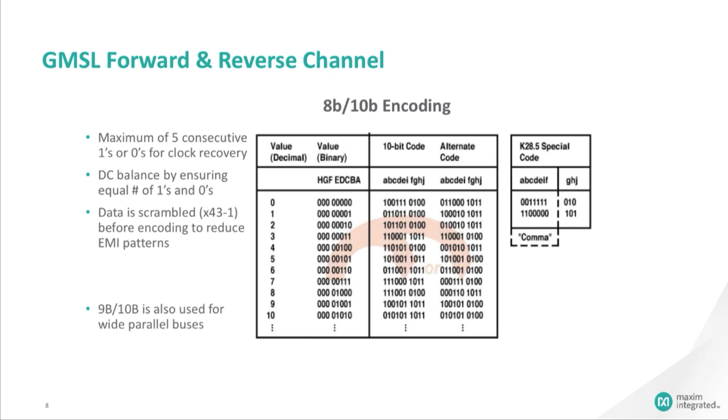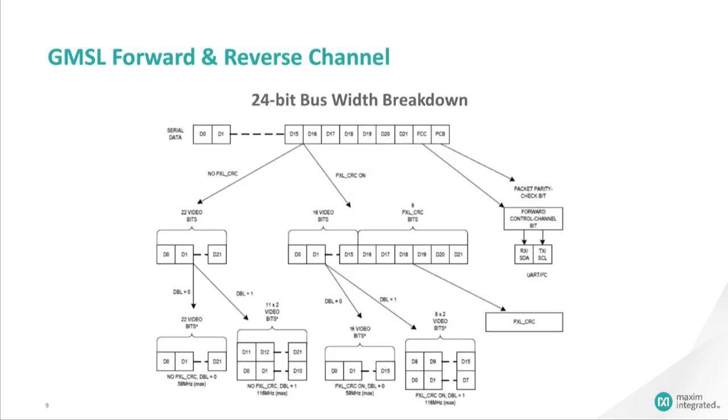Some GMSL devices use 9B/10B encoding for higher bandwidth, which allows 27 bits instead of 24 bits to be stuffed into a 30-bit packet. The data packets used in GMSL SerDes are highly configurable. As the number of device pins and hardware features vary for each part, the data bus is utilized differently.